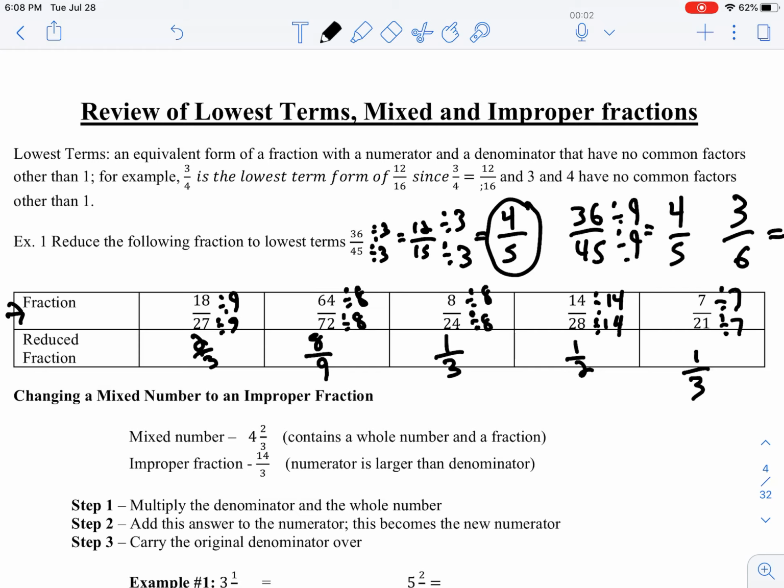And that is reducing fractions. As you progress through this unit, every fraction you deal with should be reduced, and you will lose marks if you don't reduce fractions to their lowest terms.